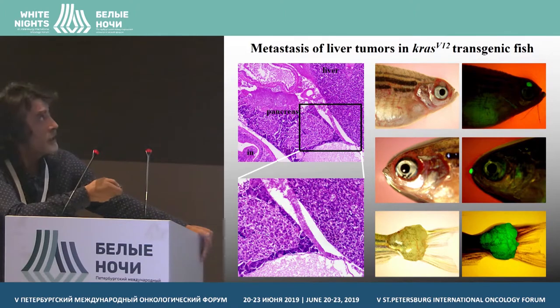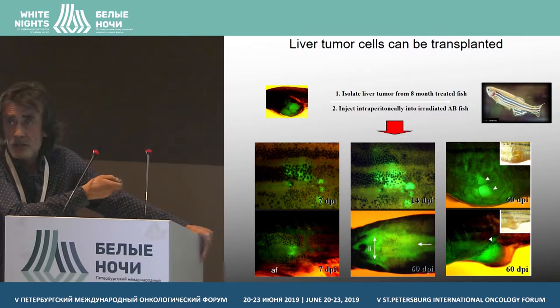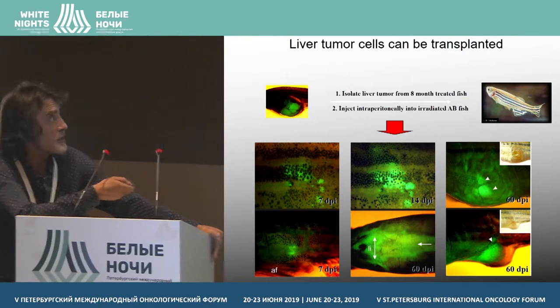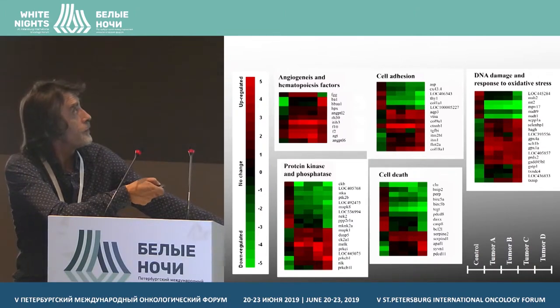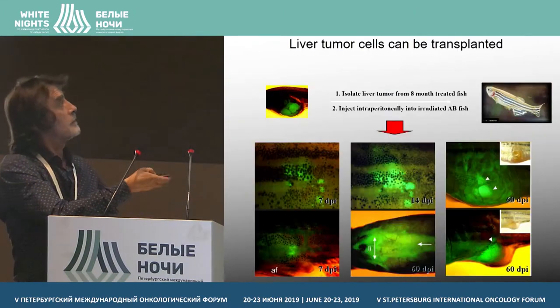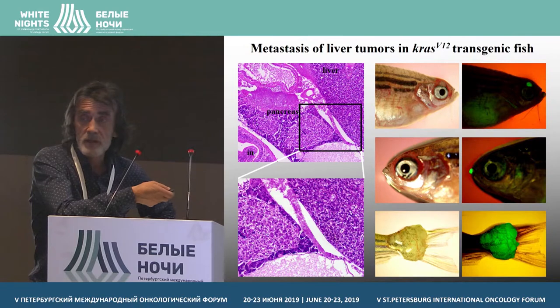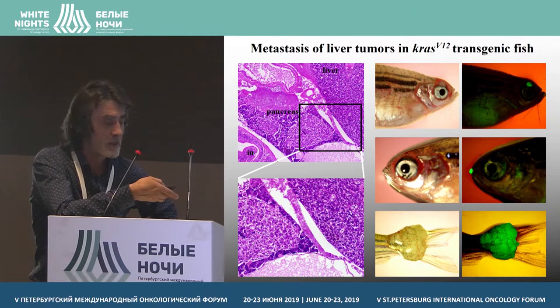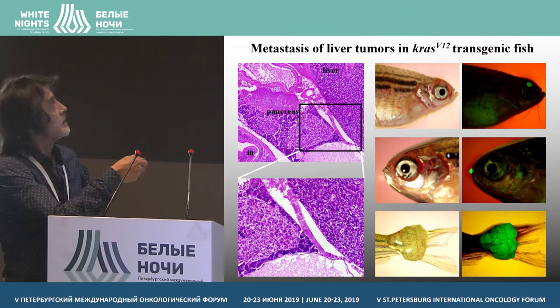If we took the cells of these 6 month old tumors and transplanted them to the fish, these tumors had all the features of tumor growth. So the tumors could be transplanted. And in addition to this, they could generate metastasis after 6 months of the use of mifepristone. Prior to this 6 month cutoff time point, we have not seen any mets.